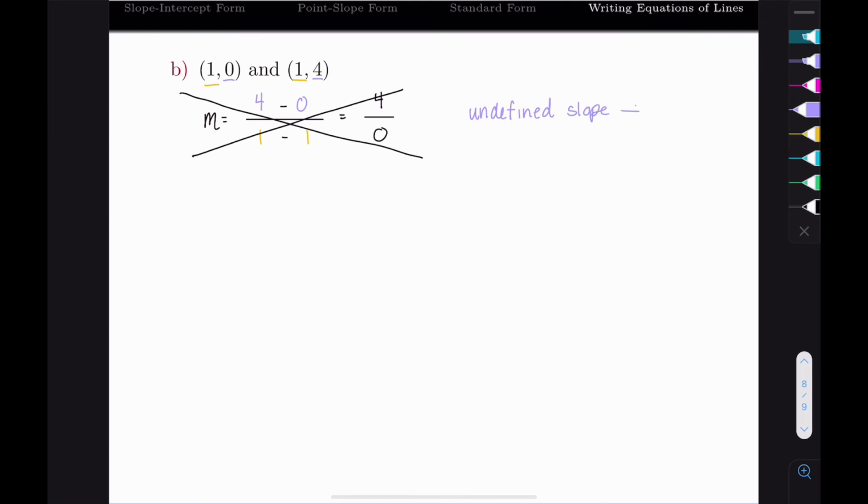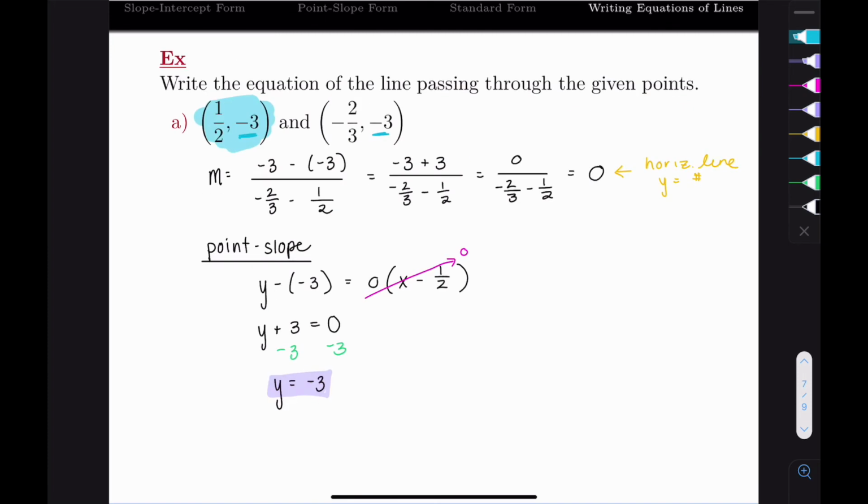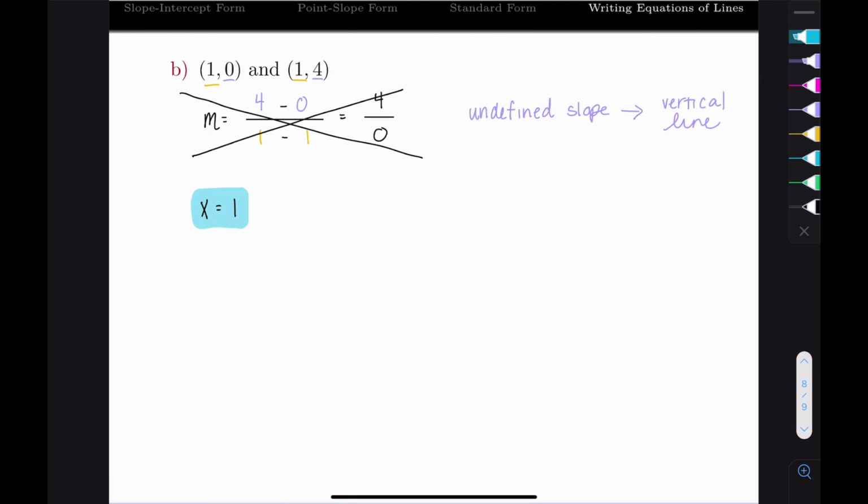And since that's our case, this is where we're in a vertical line situation. So unfortunately, we just have to recognize that our x coordinate is fixed and the equation of our line is x is equal to 1. So this is the only time I can't go through the process of finding the slope using point slope form. I just have to recognize an undefined slope indicates a vertical line. If you have trouble with it, plot those points and maybe that will kind of trigger your memory.